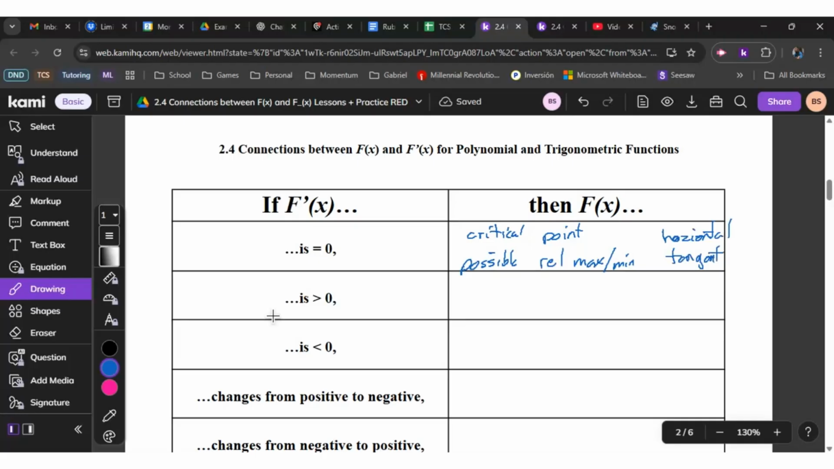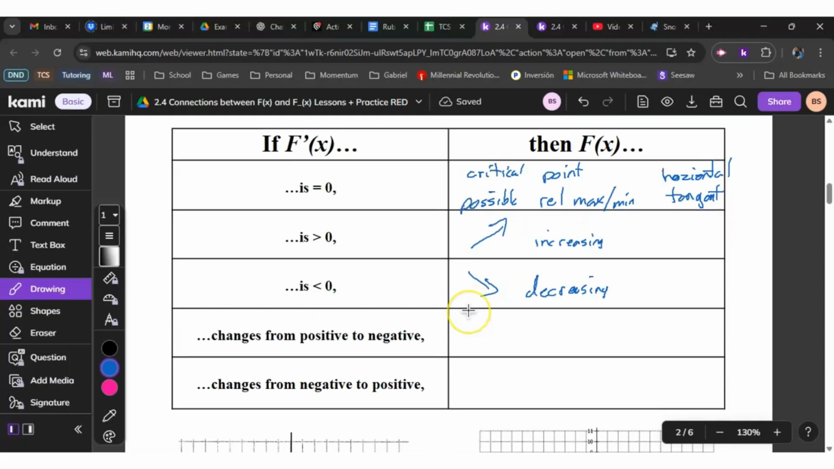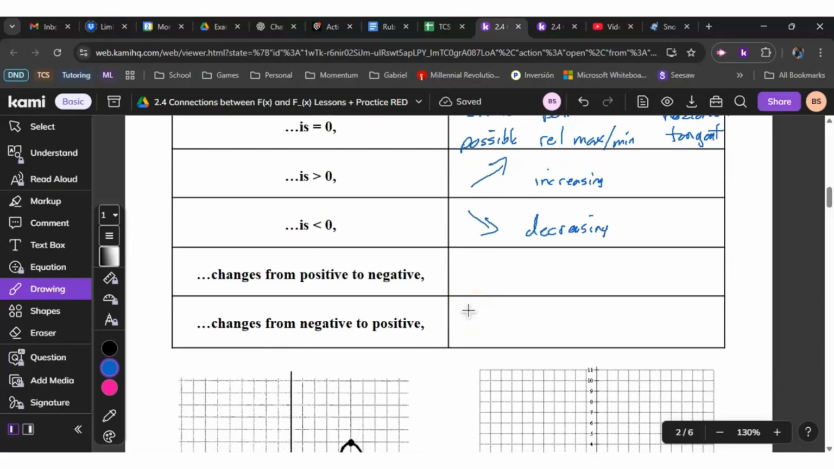What about if it is greater than 0? What does that mean for the original? Increasing. What does it mean if the derivative is negative? Decreasing. See, you guys know this. Why do you pretend that when I'm not here you don't know anything? You learned this when you were here. I go over it every class. This is going to be part of your life almost every lesson.